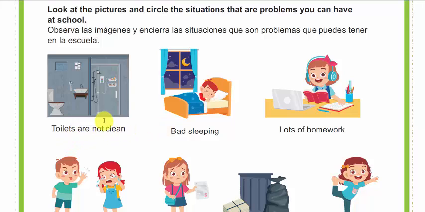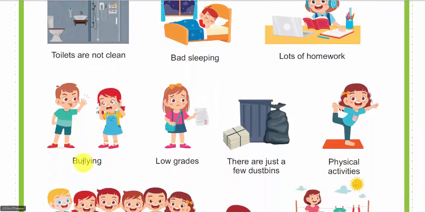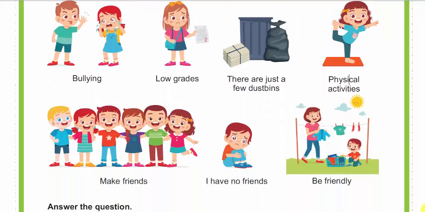Toilets are not clean. Bad sleeping. Lots of homework. Bullying. Low grades. There are just a few dustbins. Physical activities. Make friends. I have no friends. And be friendly.